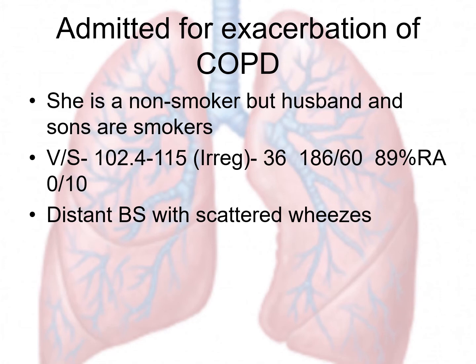Her temperature is 102.4, which for an 83-year-old woman is a rather ominous sign. Pulse is 115 and is irregular. She's only satting at 89%. So obviously this woman will need a number of different interventions to make sure she's getting enough oxygen, as well as probably needing some antibiotics to treat that pneumonia.